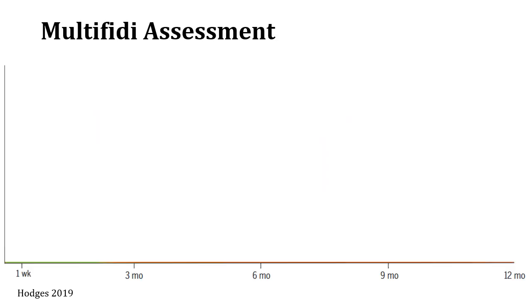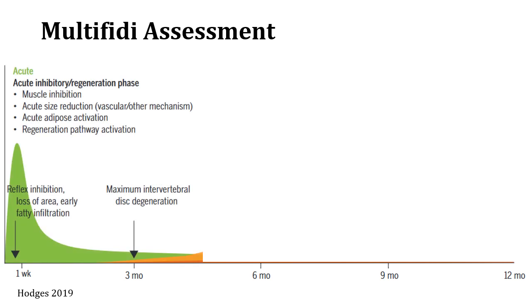Needless to say, the multifidi are drastically affected not only in the acute, subacute, and the chronic low back pain patient. If we look at this across time, we can see in the first week that there's a significant increase in the muscle inhibition. Acute size reduction and vascular and other mechanisms are at play that cause this size reduction. There can be some adipose activation, acutely at least, and then the regenerative pathway is activated as a means of trying to heal the process.